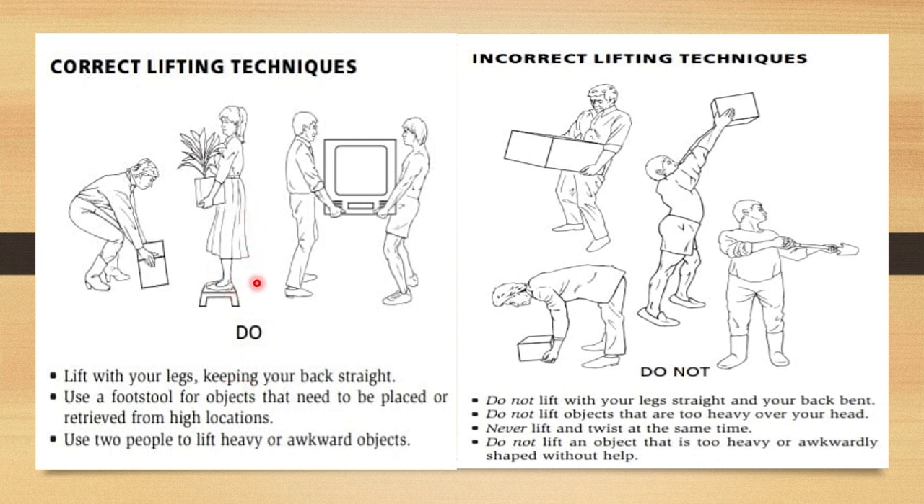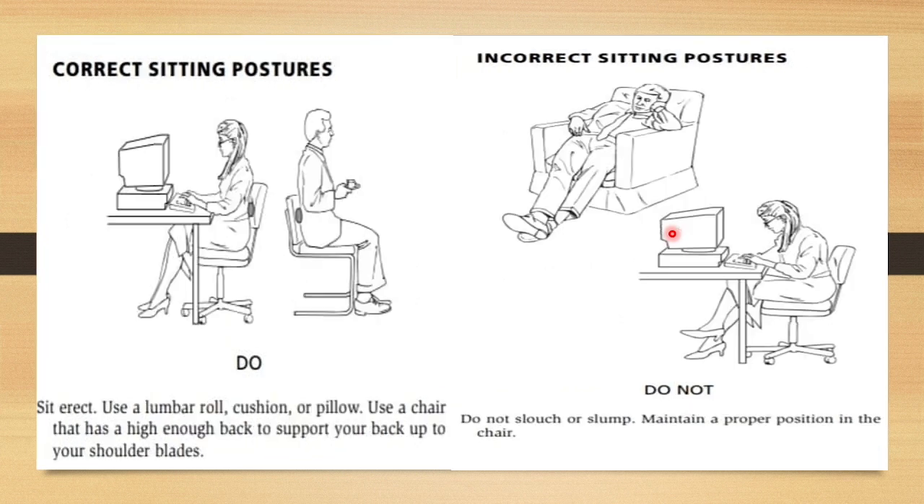and use a footstool for objects that need to be placed or retrieved from high locations, and use two people to lift heavy or awkward objects rather than lifting by a single person who has this condition. So these are the correct lifting techniques. These are the incorrect lifting techniques. That includes single-handedly taking a high weight, keeping something above your height, and twisting motions. These are the things we need to avoid in this condition. Twisting, high impact activities, high bending activities, everything should be restricted. These are not proper lifting techniques, so this should be avoided.